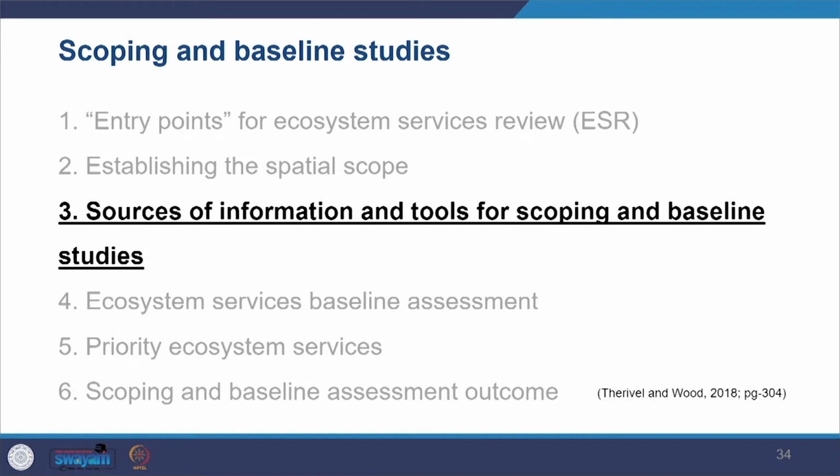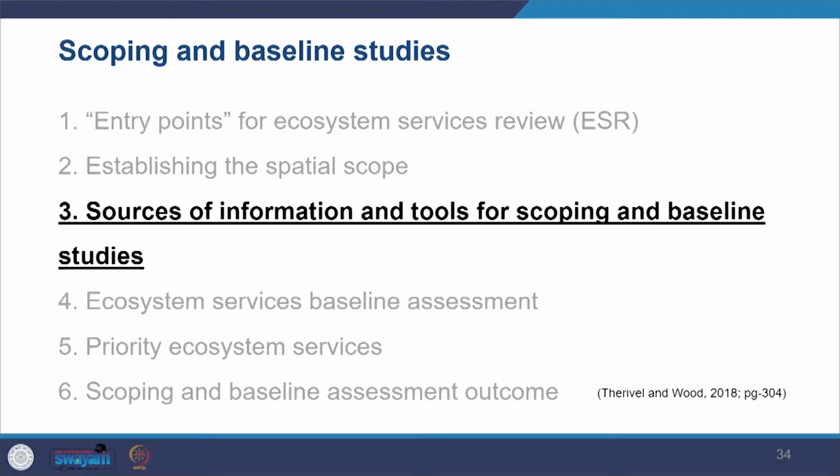Now, looking at the sources of information and tools for scoping and baseline studies. These are the information you need to get, and from where you will get this information. You may usually have to go forward and backward in the scoping and impact assessment. So it won't be a very streamlined process, but you would be going backward and forward. It will be an iterative process for you. A practical starting point may be to map broad ecosystem types. So you have seen the types, and it would be advisable to map those broad ecosystem types and settlements and infrastructure.